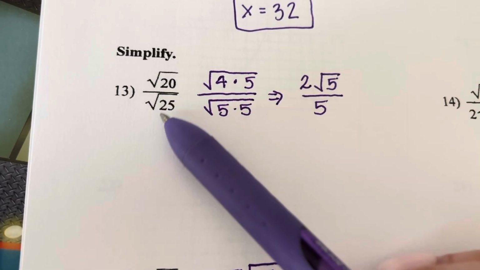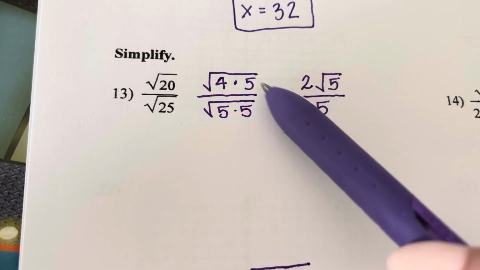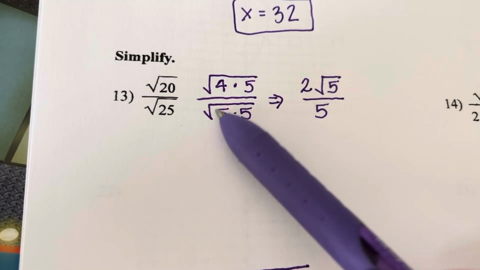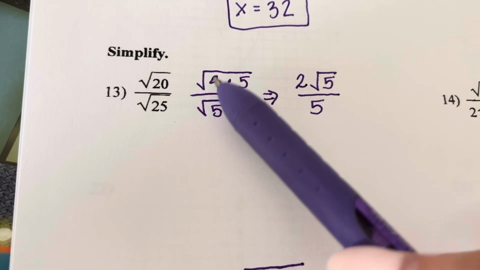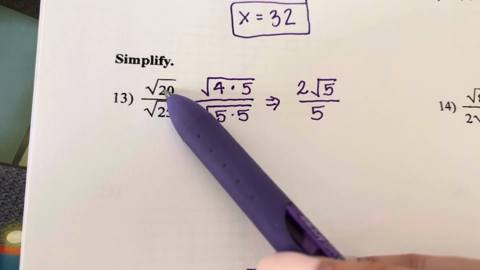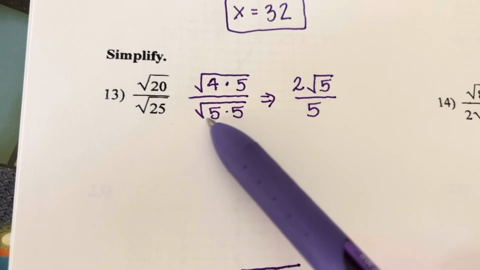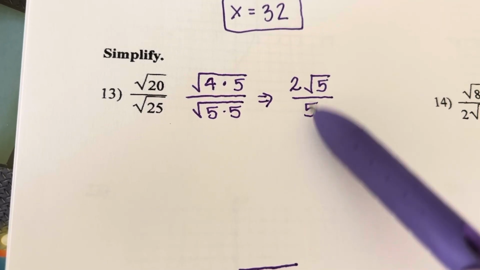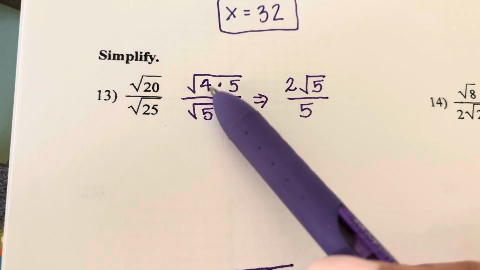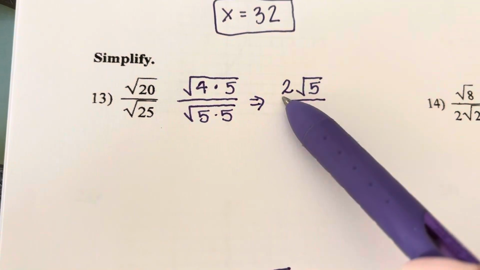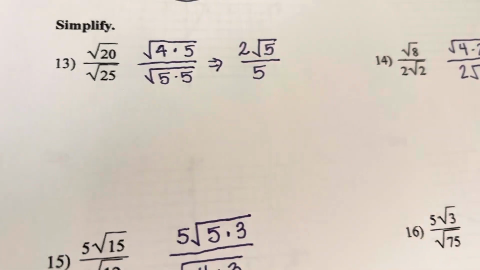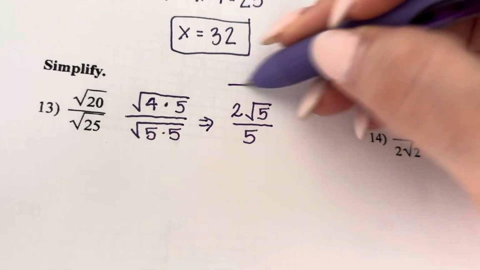So in this problem, break it up into what you're multiplying. So I know that 4 times 5 is 20. I know that 25 is 5 times 5. That's a pair. 5 comes out. I know that 4 is 2 times 2. So I pulled the 2 out. Therefore, making this my answer.